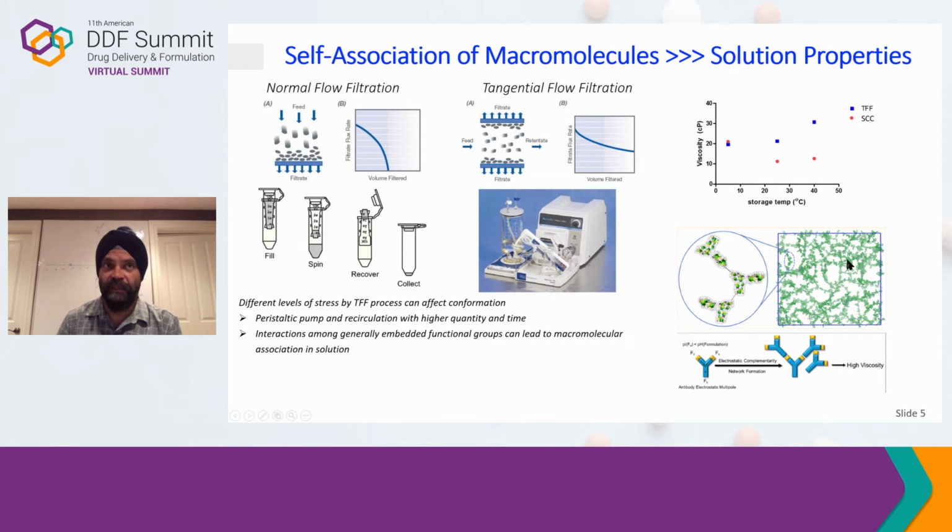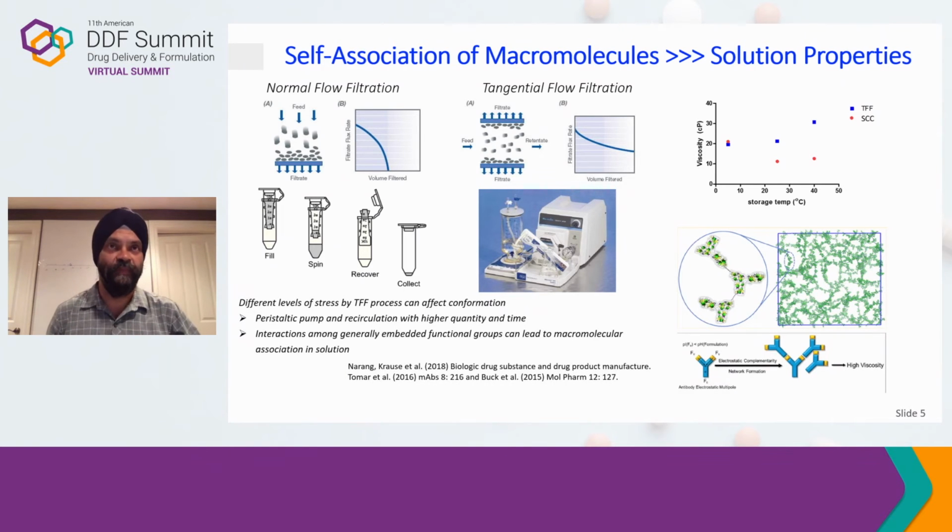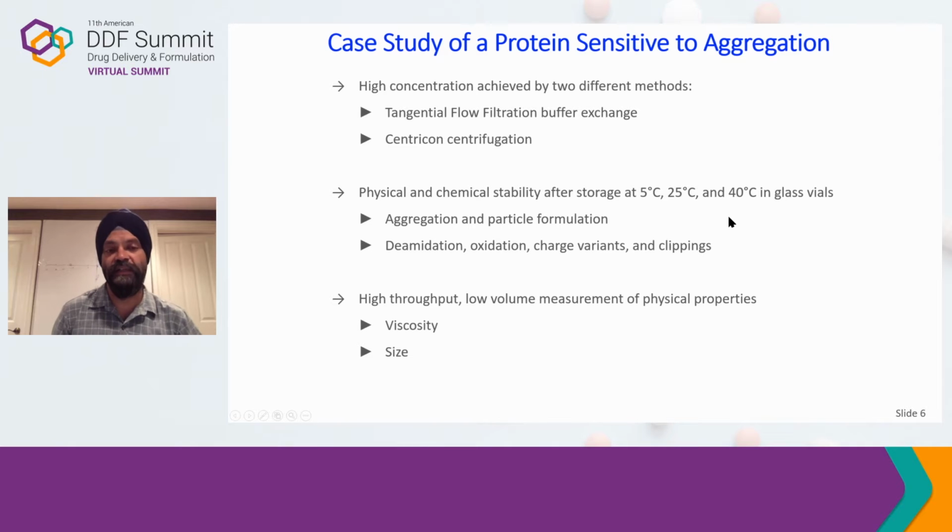And those interactions lead to loose associations between proteins that in turn translate into an increase in the viscosity of solutions. And that, as you can imagine, for a formulation that is supposed to be injected, is highly undesirable. So in this first case study, of a protein sensitive to aggregation, as I mentioned, you would start to see viscosity change upon storage.